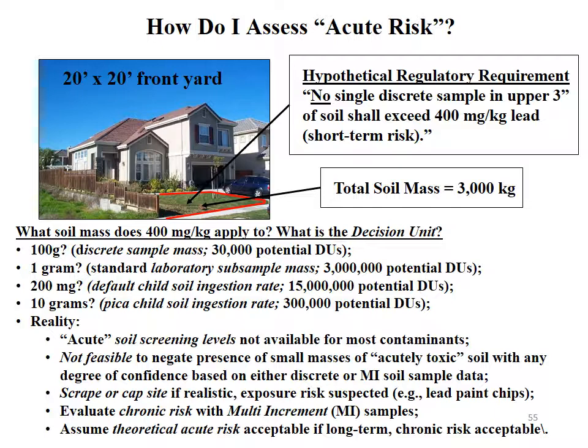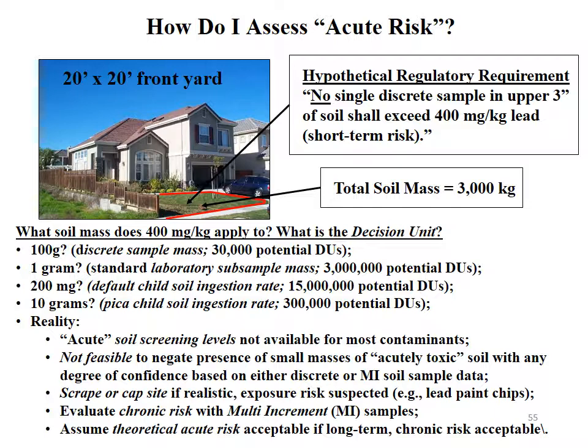In reality, it can't be done. For one thing, acute soil screening levels and acute toxicity factors for most of the chemicals aren't even available, so there are no screening levels to do this. And even the lead screening level, 400 ppm, would be highly debatable. Other risk assessors I know would say it should be thousands of ppm, even tens of thousands of ppm.